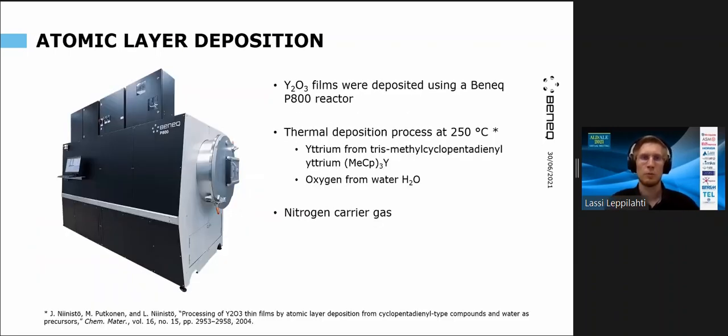And to coat these, we used a Beneq P800 reactor. This is a tool that ticks the boxes for the challenges of having to be very large, being able to handle a large batch process. We did a thermal deposition process at 250 degrees, using the precursors methyl CPH trim and water to grow the film. We used nitrogen as carrier gas.